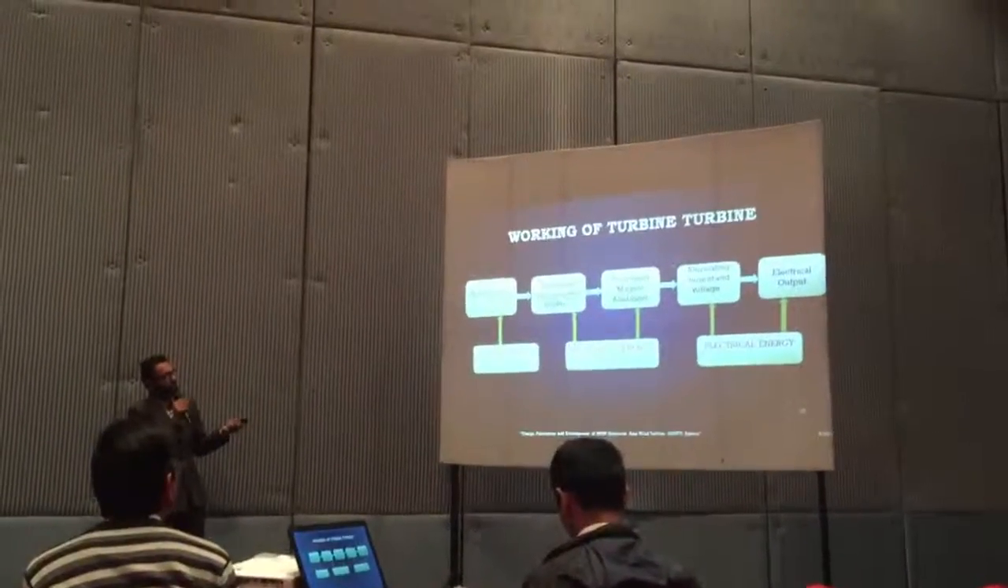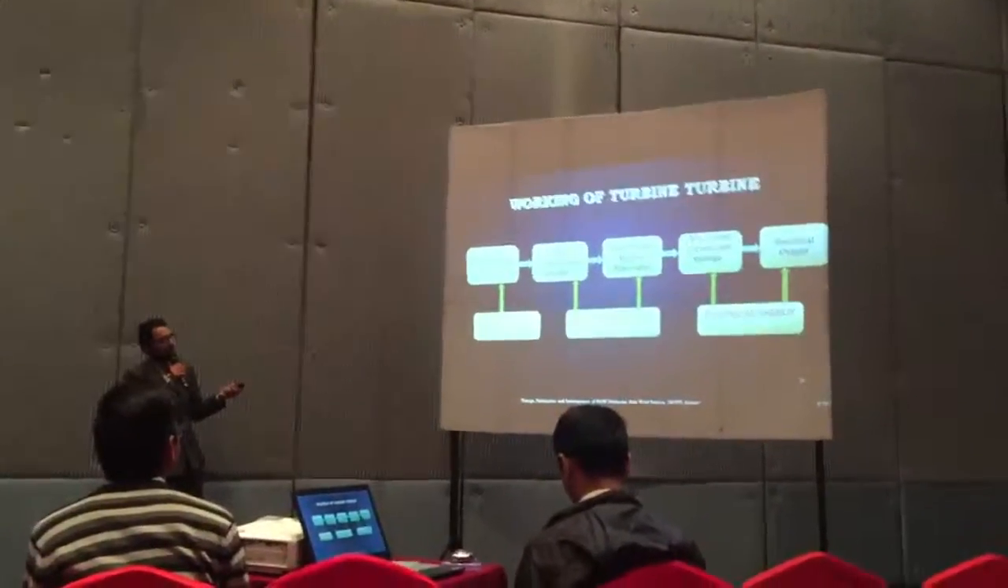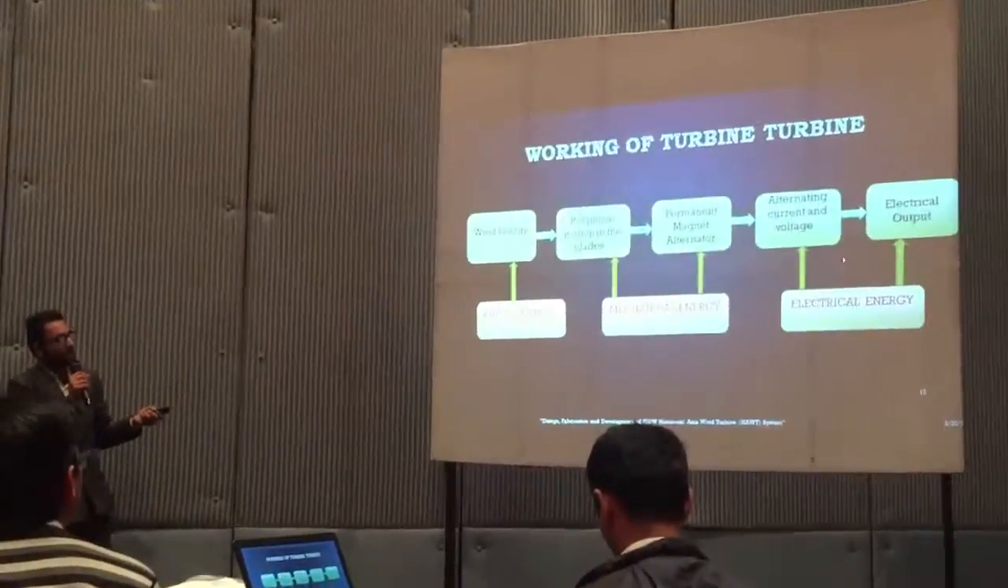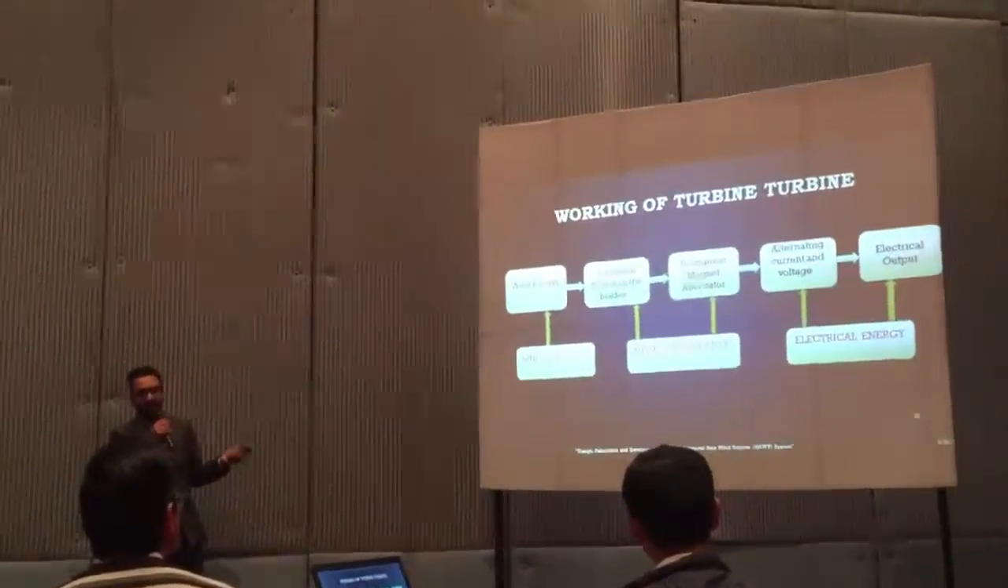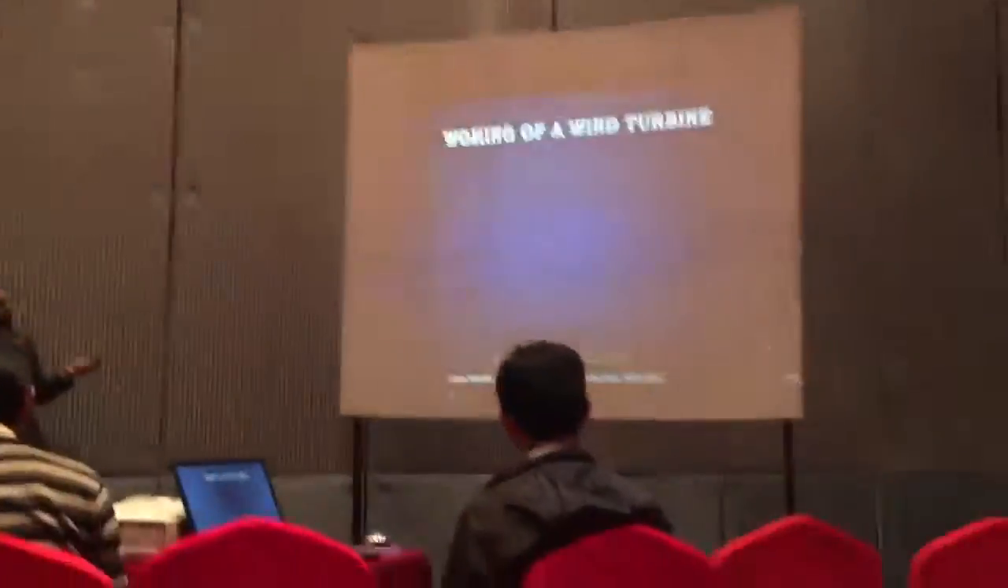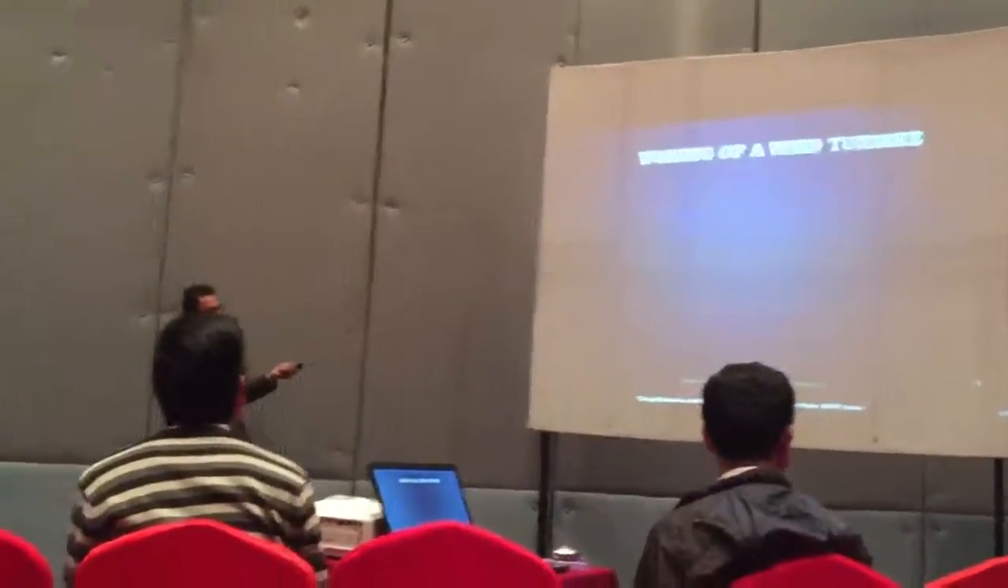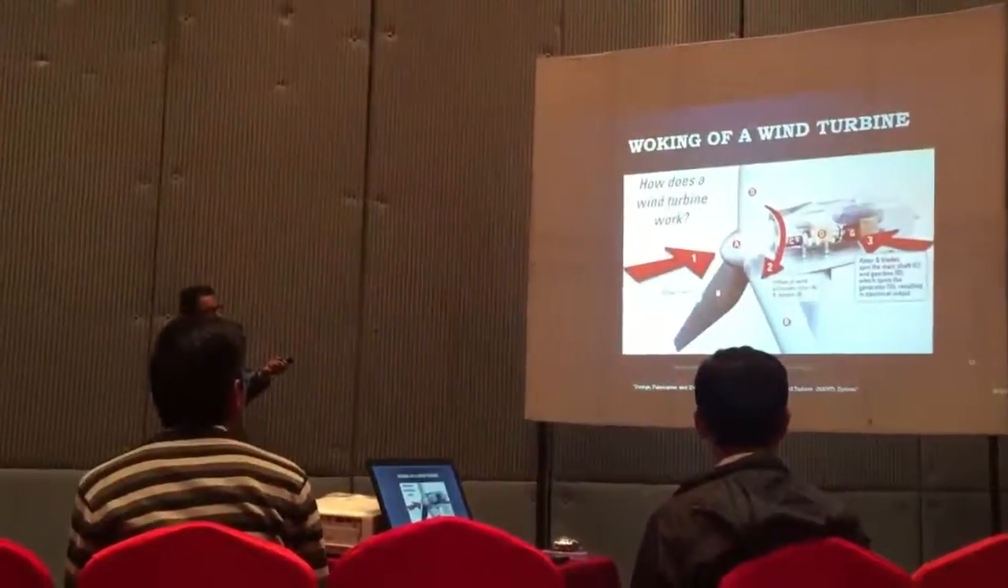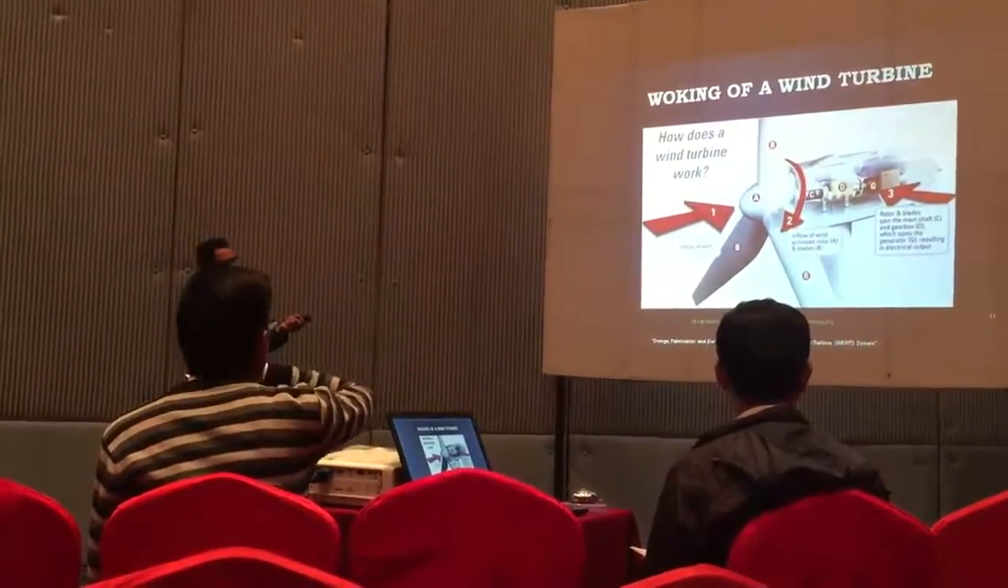Mechanical energy, which in turn produces alternating current and voltage, which is called the electrical energy, and then we get the electrical output. So how does a wind turbine actually work?